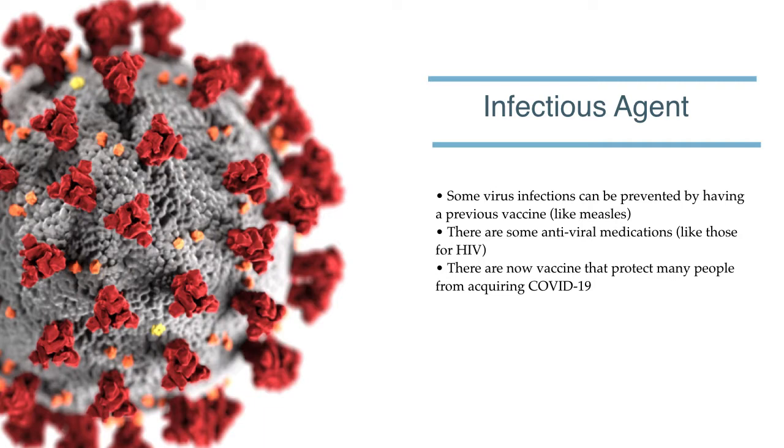Sometimes we talk about viruses as if they're alive, or we talk about killing them. That's not actually quite true, because viruses aren't alive. Viruses are small little organisms that require another being in order to exist. So we do have vaccines for a number of different viruses. So you may have had the measles vaccine, for example. If you've had the measles vaccine, it doesn't matter how many people you come into contact with measles, you likely will not get the disease. There's also some antiviral medications, like for people with HIV, that people can take. And there are now vaccines that protect many people from acquiring COVID-19.